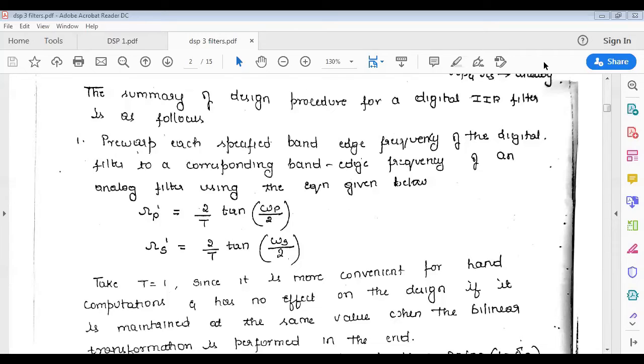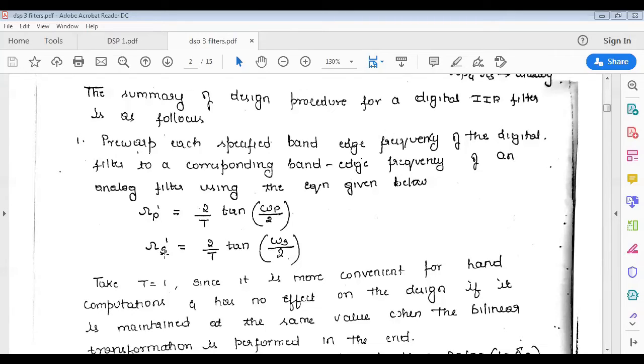That can be done with a simple formula: omega p equals 2 by T into tan of w p by 2, with respect to the passband. And with respect to the stopband, omega s equals 2 by T into tan of w s by 2. In this, w p and w s represent the digital data, and omega p and omega s represent the analog data.